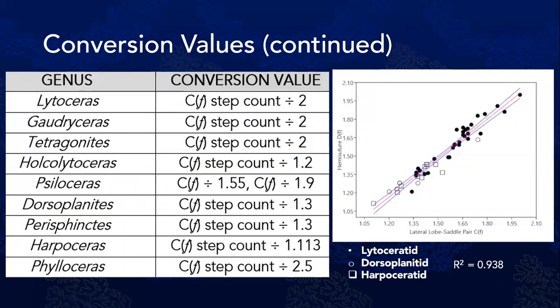So as I mentioned, it's not perfect, but it's very close. Our correlation coefficient is close to 94%. And I have some different genera listed here. I've calculated the fractal step to the conversion value for some of the most common genera that you're likely to encounter, based on 60 or more measurements for each genus.